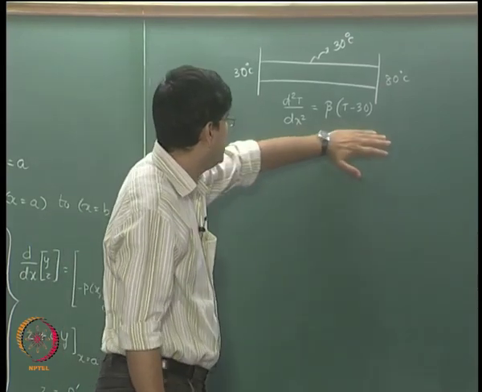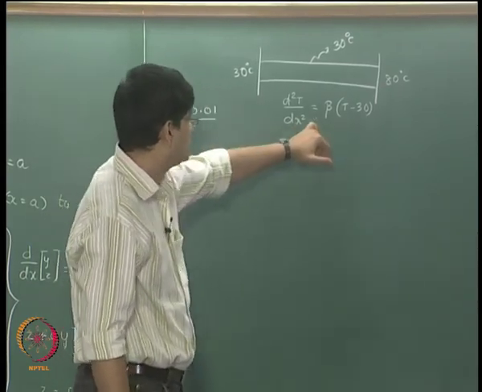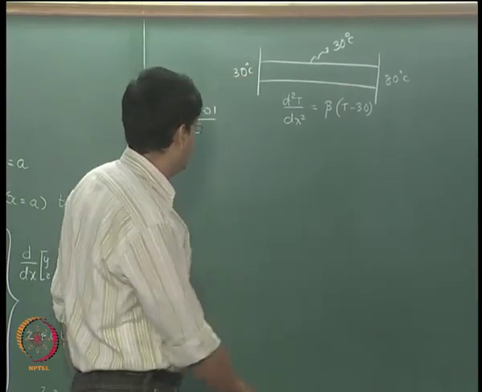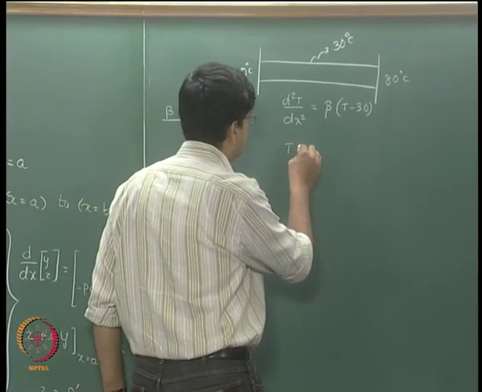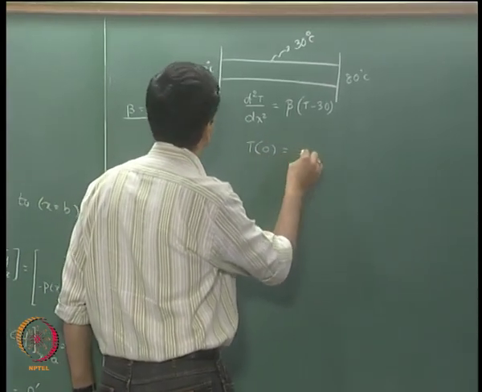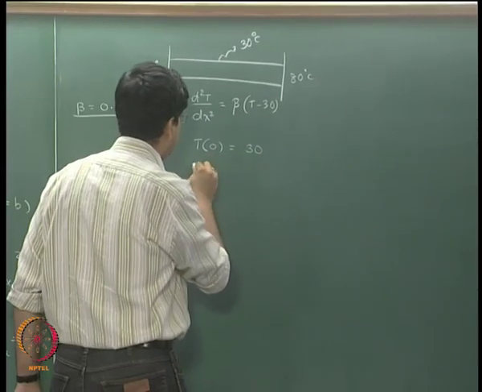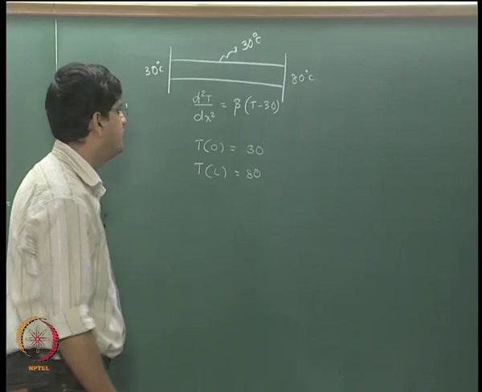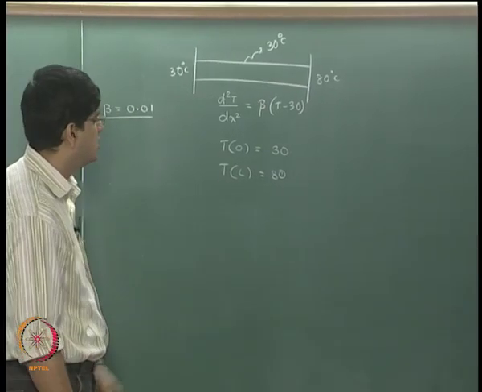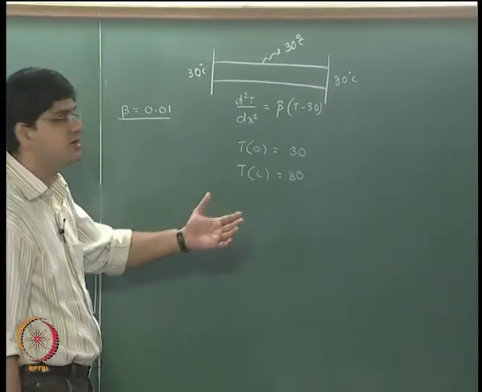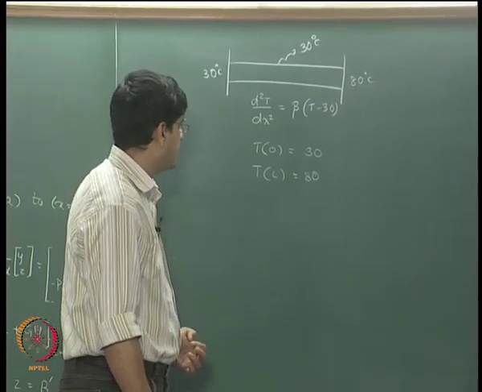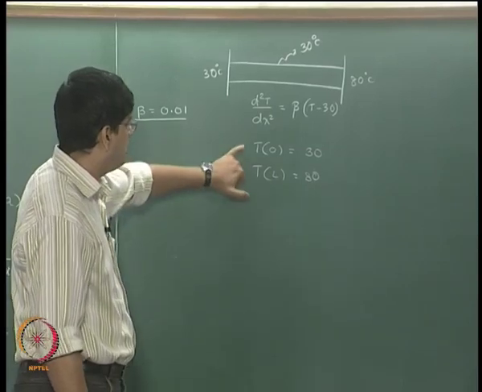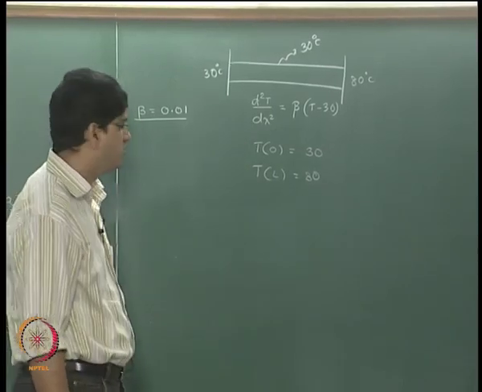So now we have d square T by dx square equal to beta times (T minus 30), with the condition that T at x equal to 0 is 30 and T at x equal to L is 80. Well, L is the length of the rod. Let us take the length of the rod as say 2 meters or 1 meter, whatever it might be. We will look at that particular problem later. So this is the overall problem where the boundary conditions are specified at two different ends.